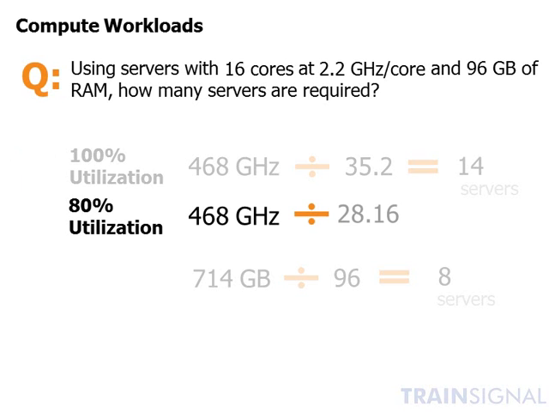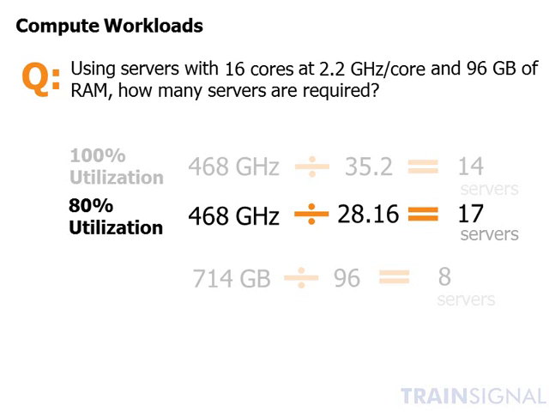And that would be 28.16. That's obtained by taking 35.2 and looking at 80% of that. If we use these numbers, then we come out at 16.6 servers, and we would round that to 17 hosts.